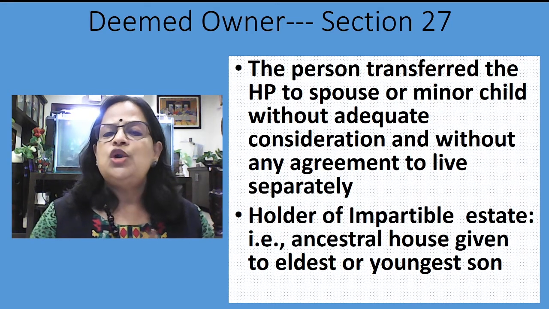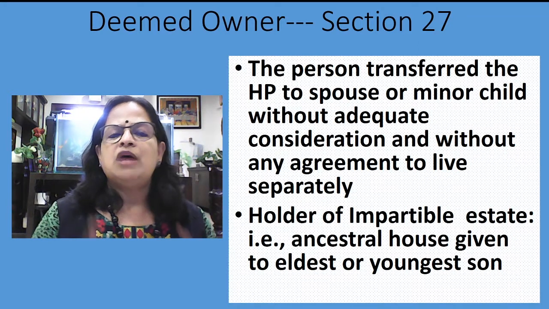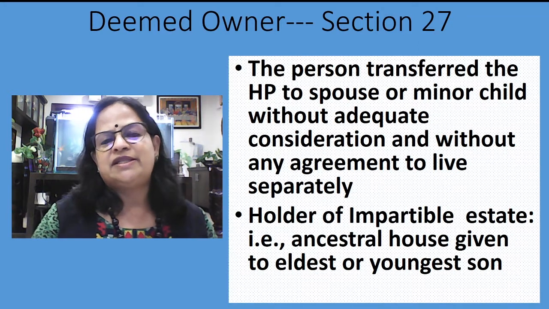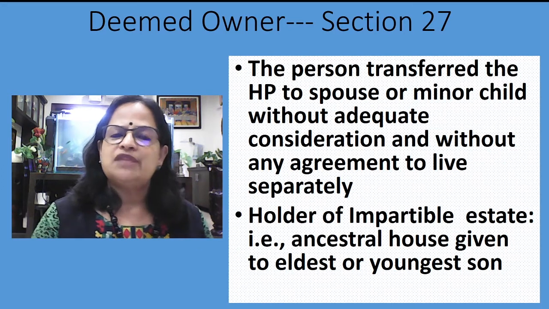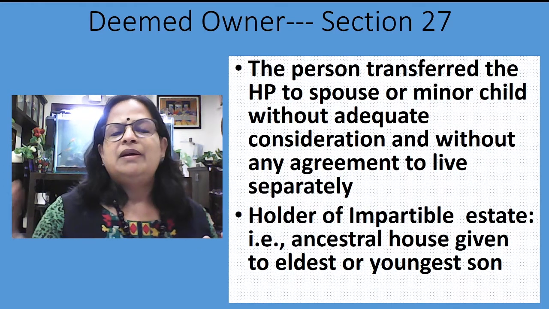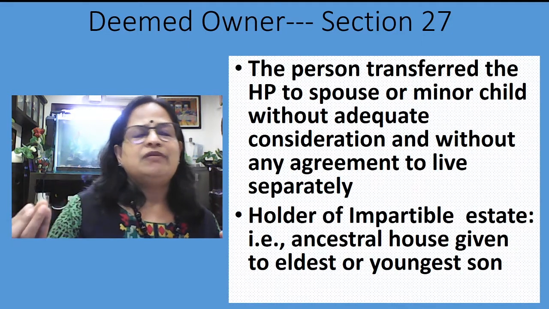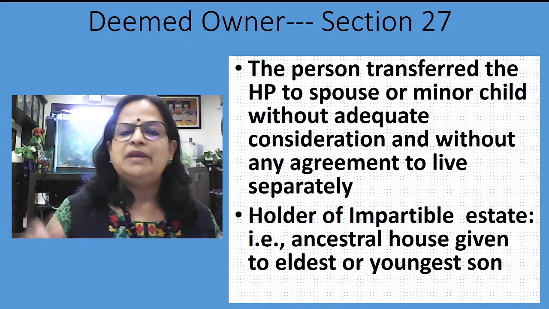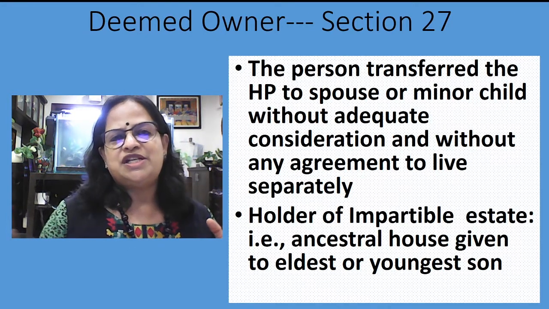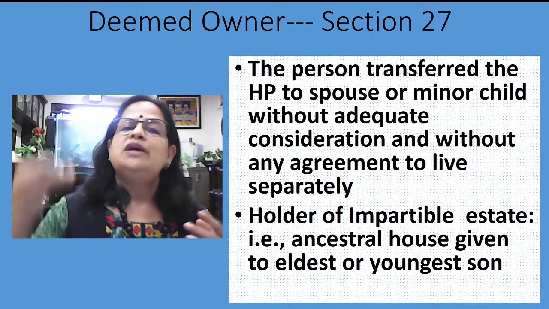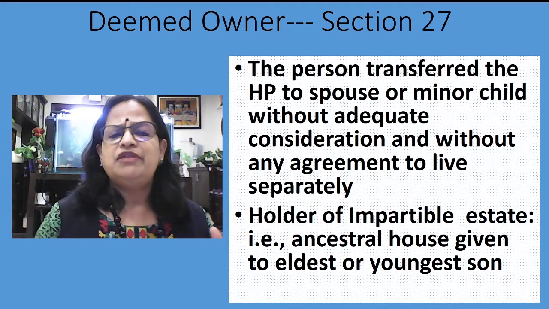Second point is holder of an impartible estate. The meaning is an ancestral house given to the eldest or youngest son. See, in India we know that we follow different religions. Christians usually follow that if there is a male member among the children, say 3 brothers and 3 sisters and 1 brother, then the ancestral property will usually go to the son as per the Christian tradition. Maybe if it's Hindu tradition, the daughters will inherit that.